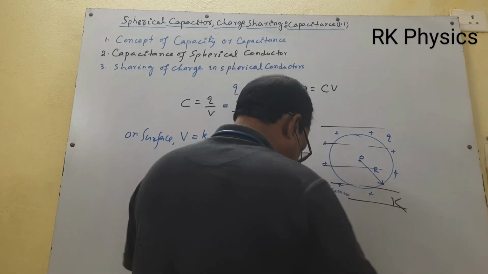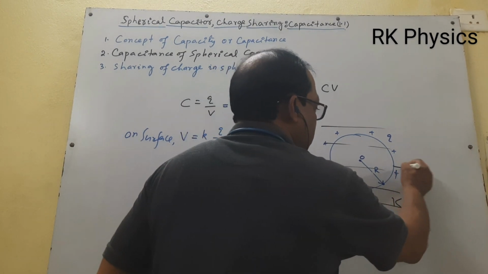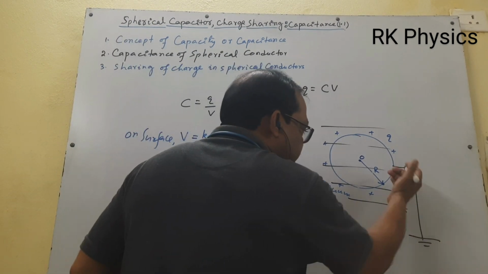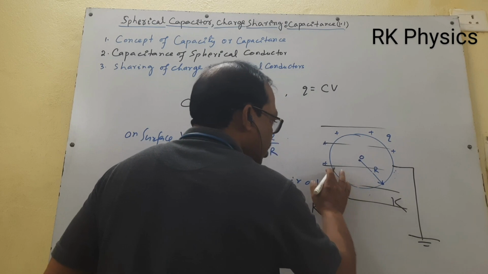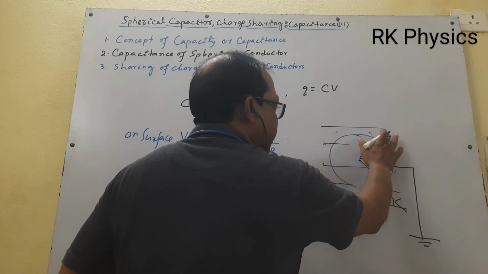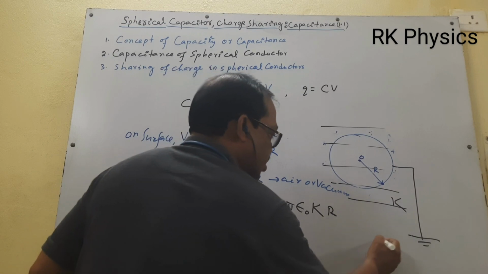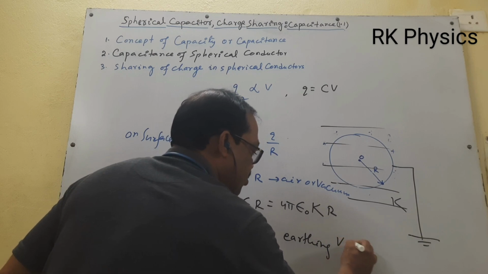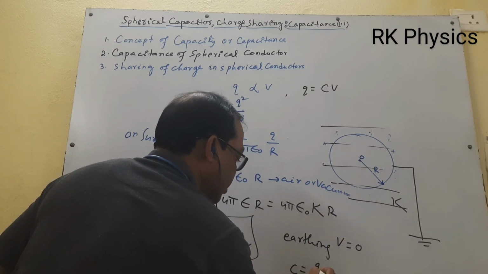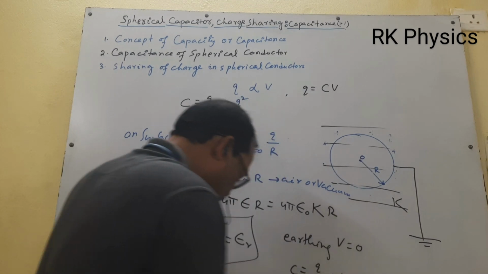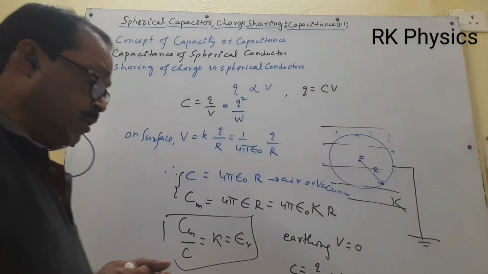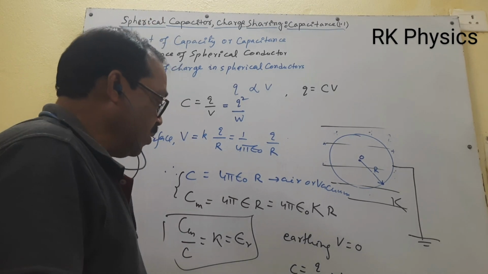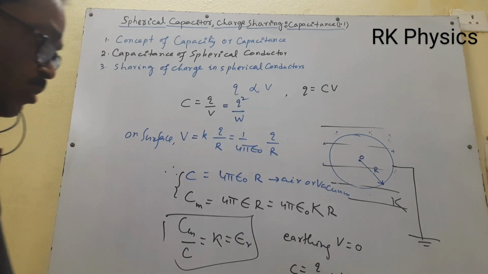Now, suppose you connect this conductor to earth, then electrons from earth flow to the conductor and it neutralizes. Therefore, on earthing, V becomes 0. Therefore, C, which is Q divided by V, tends to infinity. That means the capacitance of the capacitor becomes infinity, which is practically not possible.